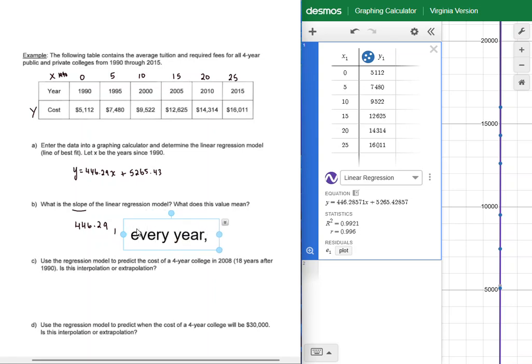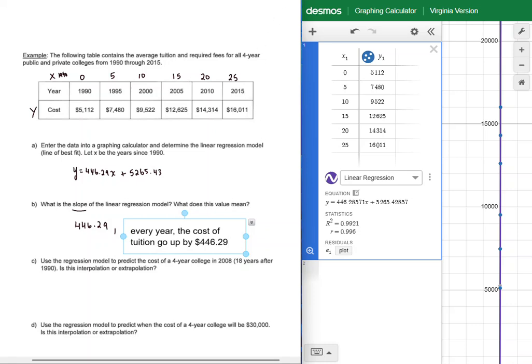Every year, the cost of tuition goes up by $446.29. Every year, the price increases by that, okay? All right, use a regression model to predict the cost of a four-year institution in 2028.